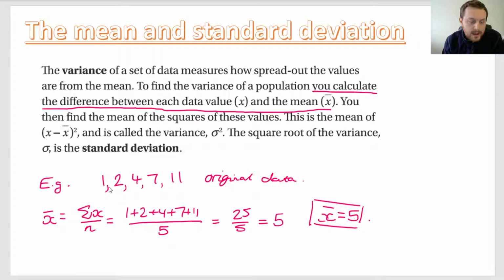And so what we would then do is I would do 1 take away 5. So this basically becomes, we're modifying the data by taking 5 off of all the numbers. So 1 take away 5 is minus 4.